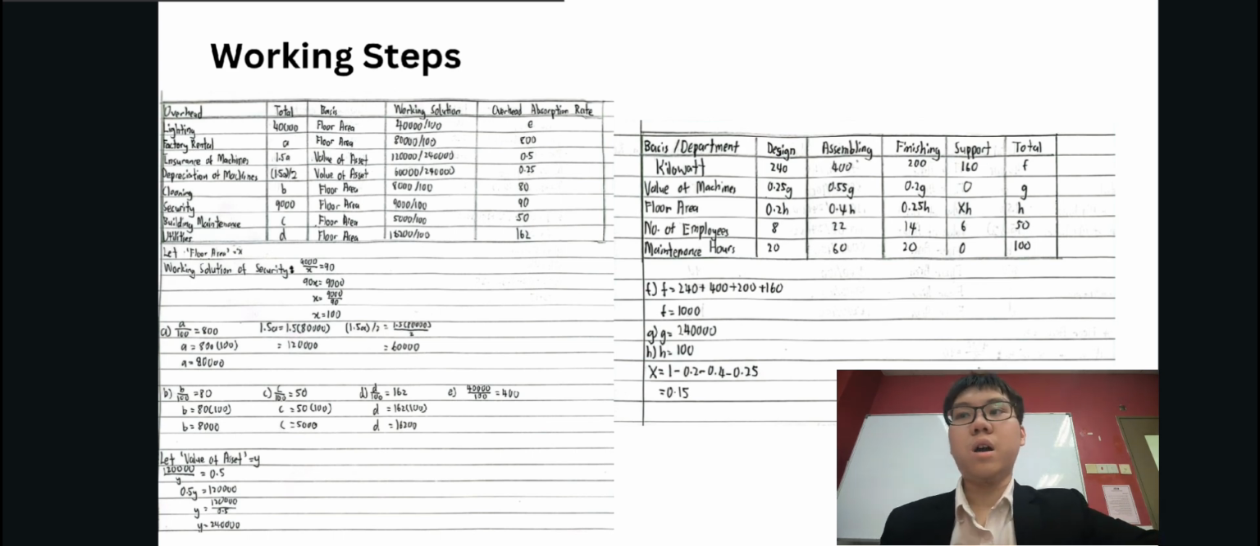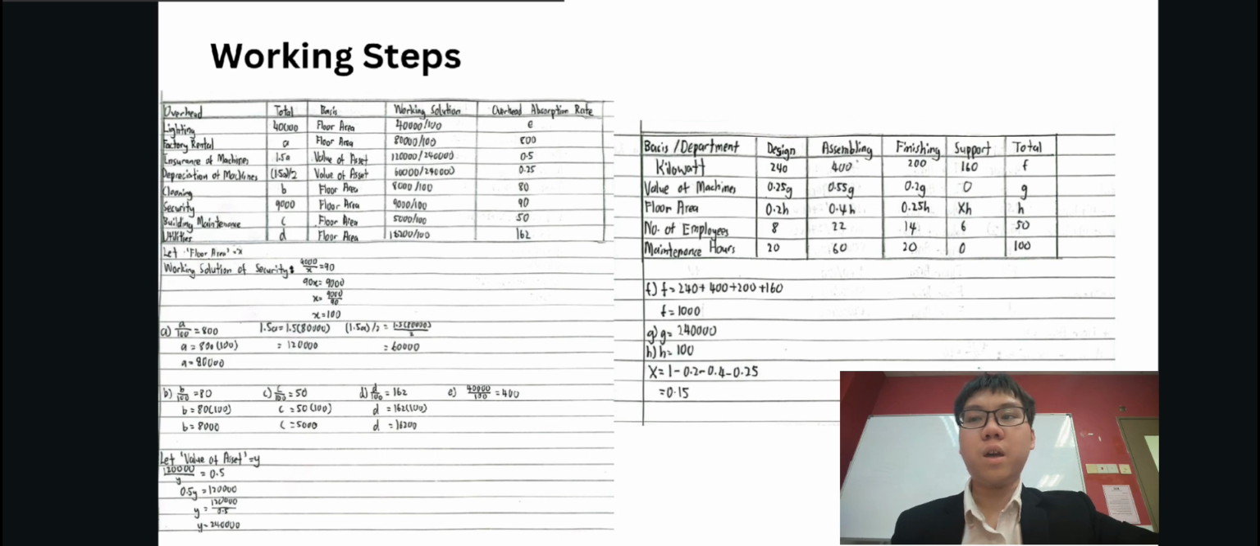First of all, I let the floor area equal x. So I can find the working solution of security, which is 9000 over x equals 90. Then we move the 90 to the front, so it becomes 90x equals 9000, and then x equals 9000 divided by 90, and the final answer is x equals 100. As we know, x is the floor area, so we can go to the A, B, C, D questions.